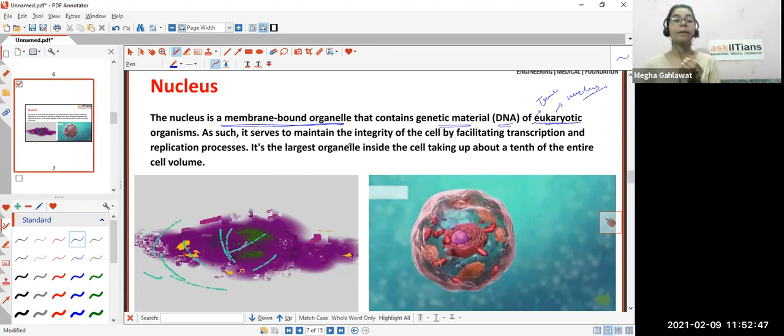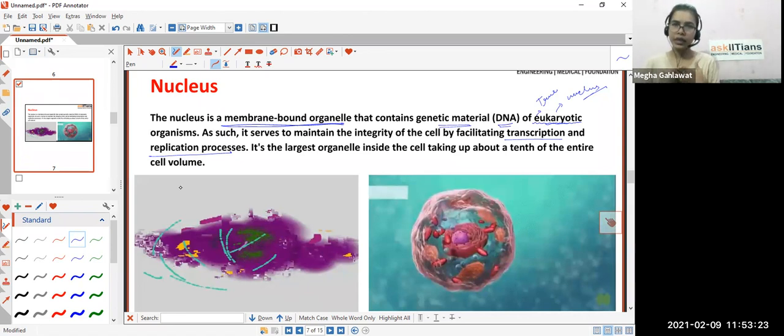Okay. Next thing, the major work is that it helps in the transcription and replication processes. Let me tell you what replication is. When DNA is made from DNA, that is replication, because it is replicating, it is making copies. What is transcription? When with the help of the DNA, we make the RNA. What is RNA? RNA is ribose nucleic acid, and RNA is mostly present as a genetic material in the viruses.